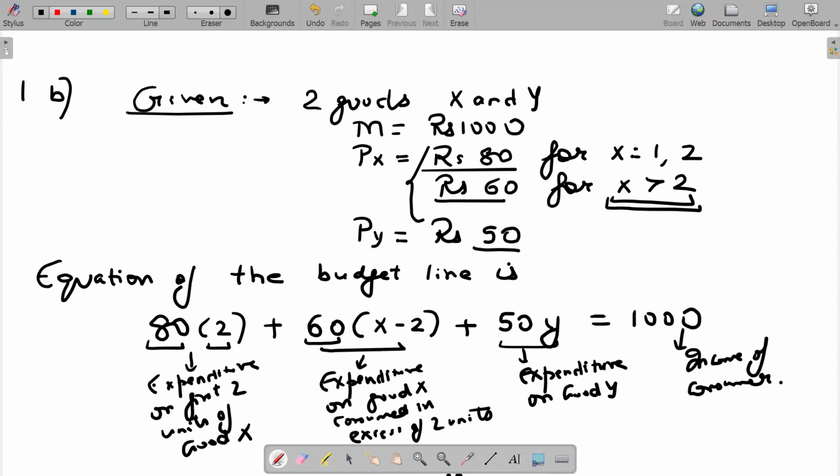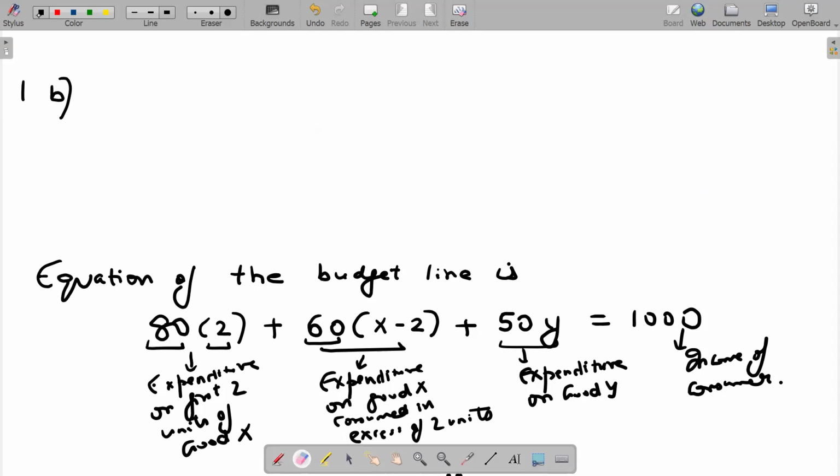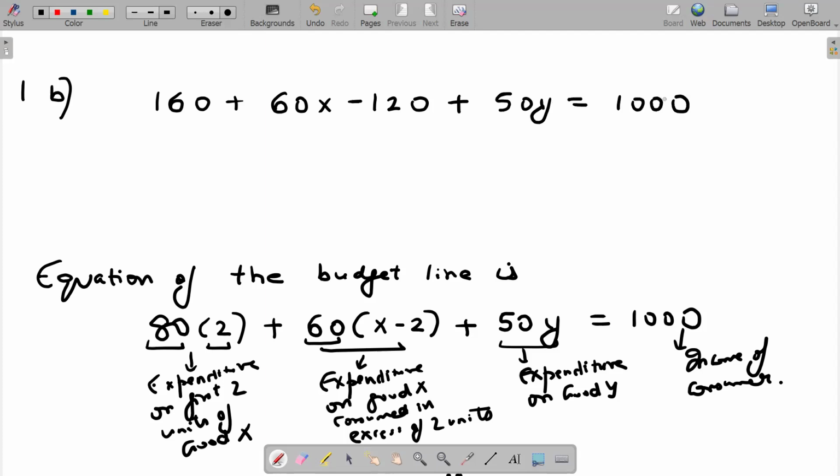Okay, so if I solve this now, for which I am erasing the initial part. So 80 times 2 is 160, plus, if I open up the bracket, 60x minus 60 times 2 is 120, plus 50y equals 1000. See, 80 into 2 is 160, 60x minus 120 plus 50y equals 1000, which implies I have 60x plus 50y.